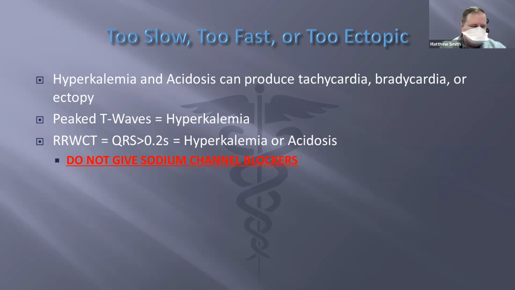So this creates a sodium channel poison condition, and one of the things that we absolutely must resist the temptation to do is to give sodium channel blockers like lidocaine and amiodarone, which we'll talk about in a minute. So this is going to present with a really wide complex tachycardia. It's a QRS greater than 0.2 seconds. So if you see that, that indicates hyperkalemia or acidosis, and we're not going to give sodium channel blockers for that. All right, but let's put a pin in that for now.